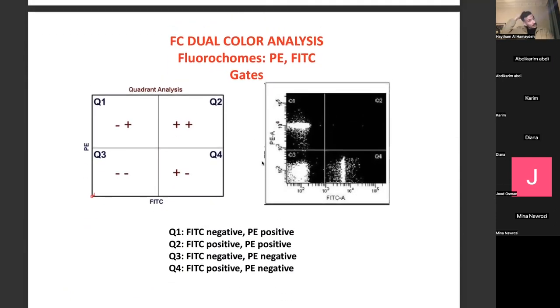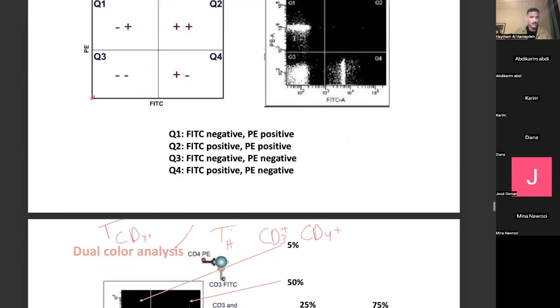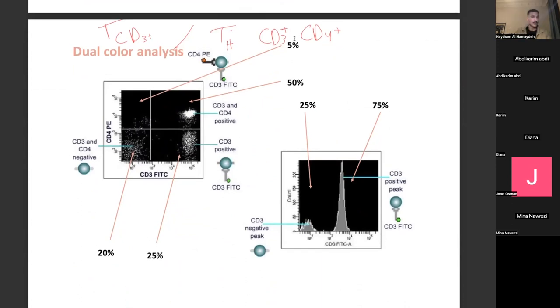What does it say here? Dual color analysis. In this case, they basically used different colors for CD4 and CD8. Same logic, but in this case I choose blue for CD4 and green for CD8, so we just separate them. Okay, now the numbers in the class.